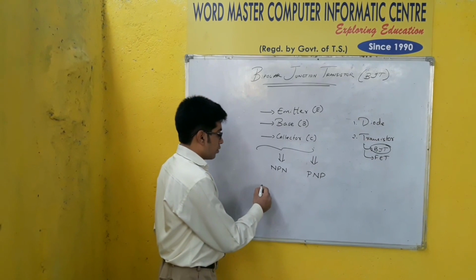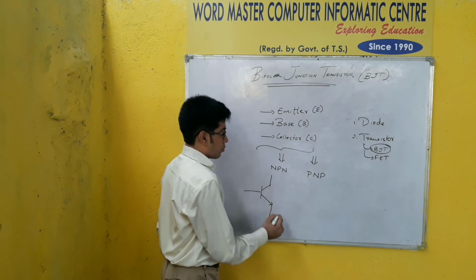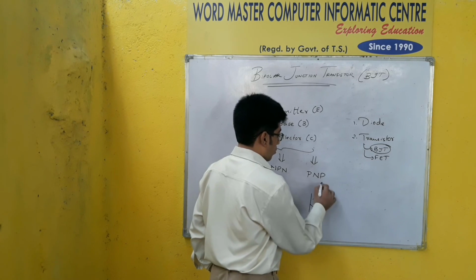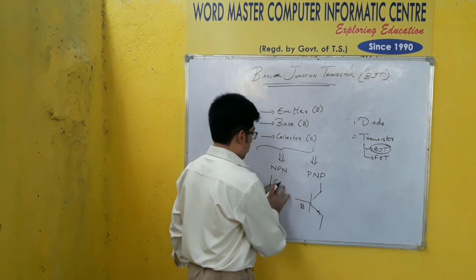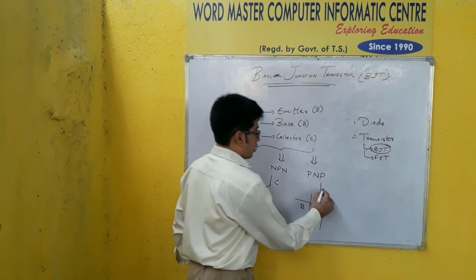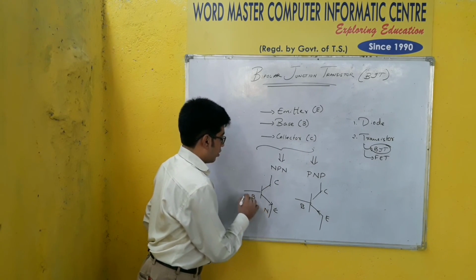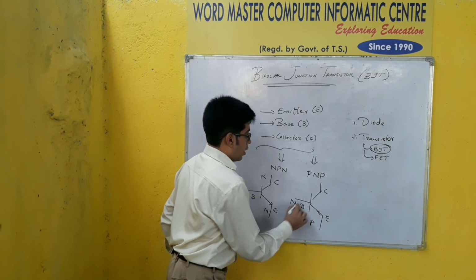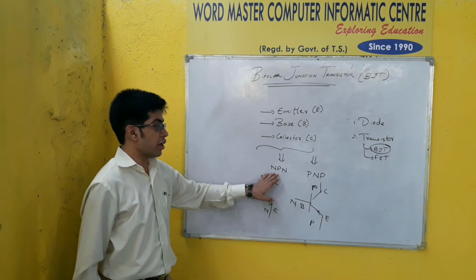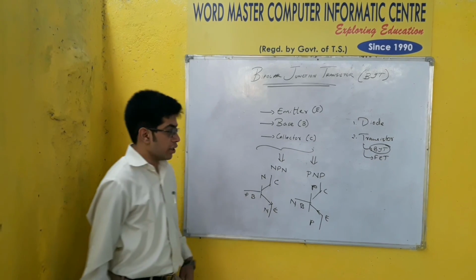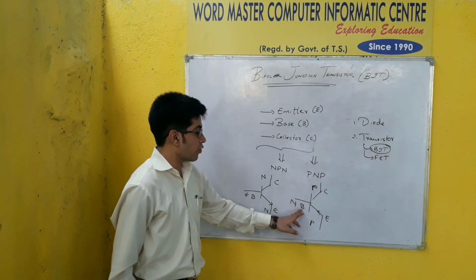Now coming to the circuit representation of it. So basically, this is N, P, N, P, N, P. So the difference between the two BJT transistors is nothing but the direction of the current. When you come to NPN transistor, the flow of current is towards the emitter, and when you come to PNP transistor, the flow of current is towards the base.